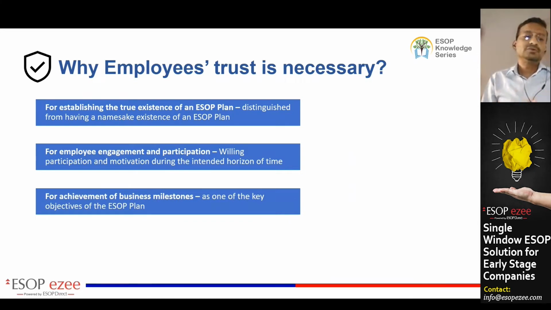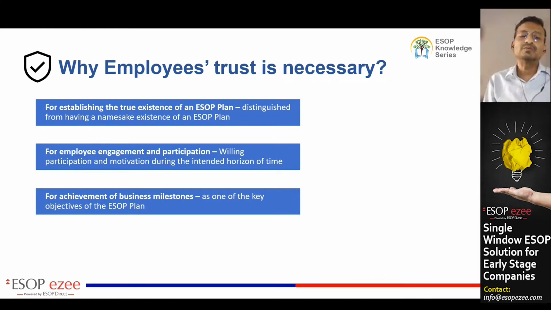Now coming to another outcome, why employees' trust is necessary: it is for achievement of the business milestones as one of the key objectives of the ESOP plan. We have seen, of course, in many cases that ESOP schemes of some companies never mention achievement of business milestones as one of the key objectives. So here the point is that whether achievement of business milestones or corporate growth is written explicitly in the ESOP plan or not, invisibly it is always there.